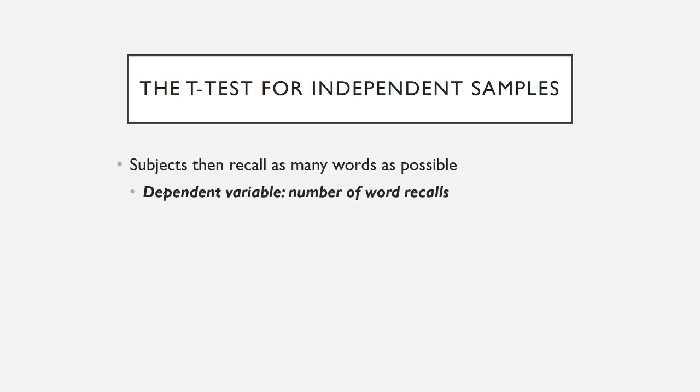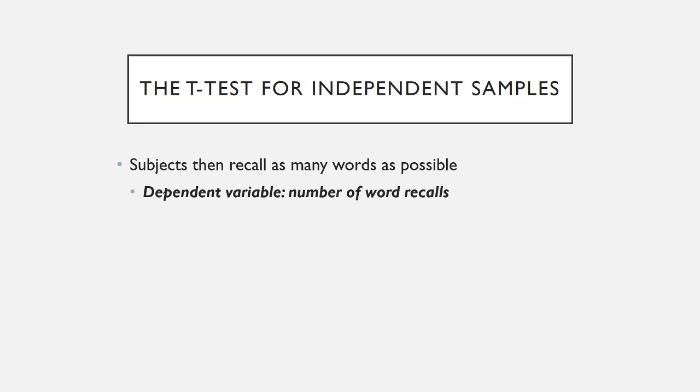Okay, distinct from the independent variable or the grouping factor is the dependent variable, right? So subjects then have to produce an outcome. They need to recall as many words as possible. So this would be your dependent variable, and critical is going to be the number of words recalled.